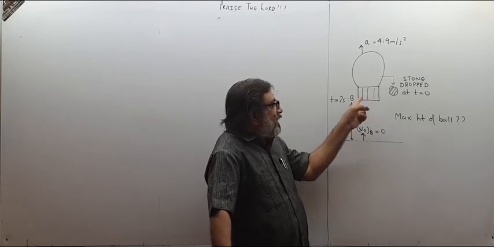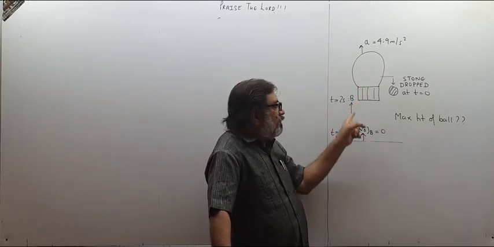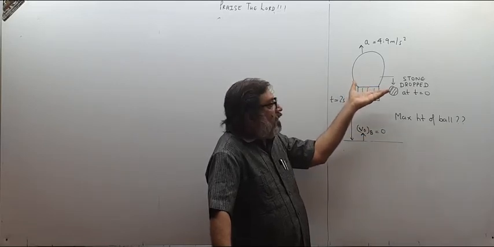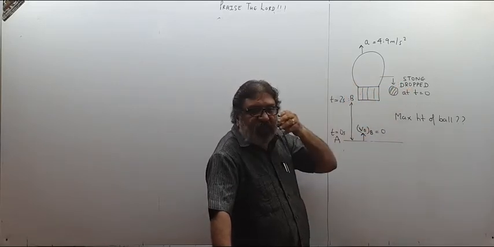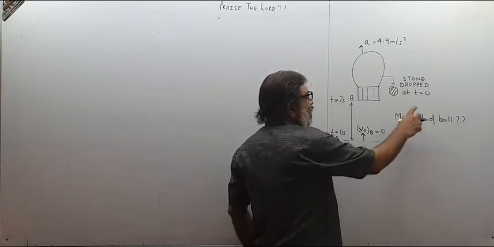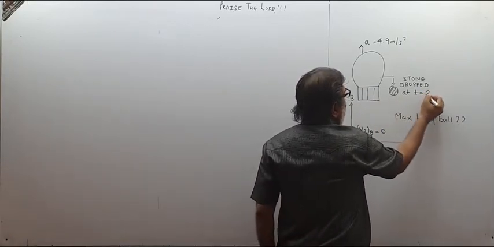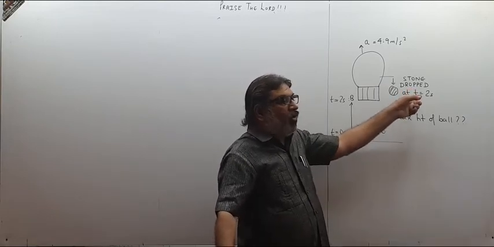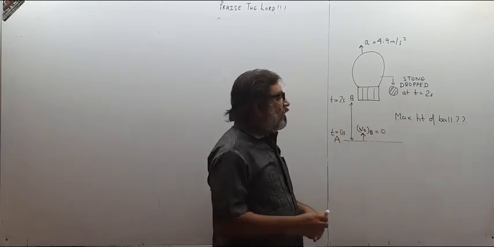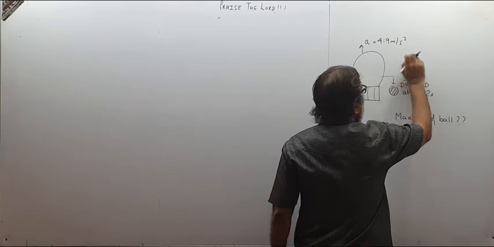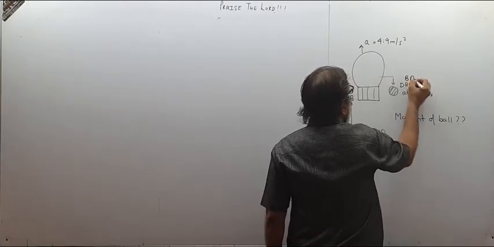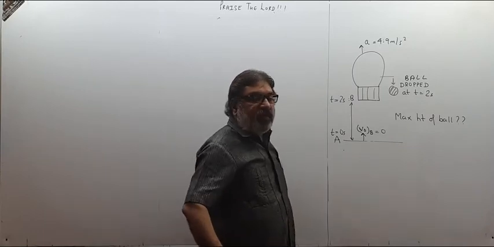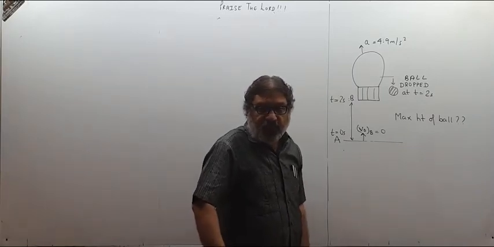And after 2 seconds, the balloon reaches the point B from A. After 2 seconds, it reaches over here. At that time, a stone is dropped from the balloon, and let us call it t equal to 2 seconds because this is 2 seconds. So, what is the maximum height of the ball or stone, whatever is dropped? Let us call it ball. A ball is dropped from the balloon at t equal to 2 seconds. So, what is the maximum height of the ball that we want to know?